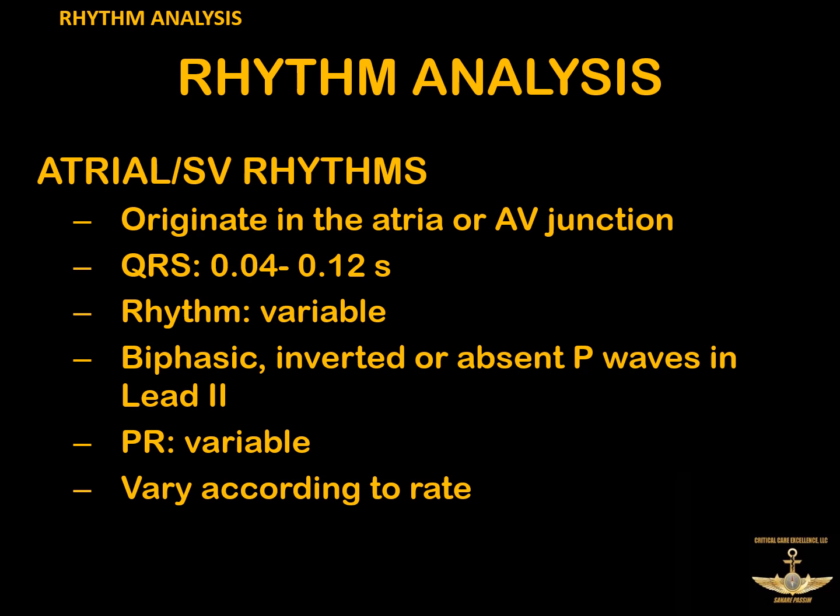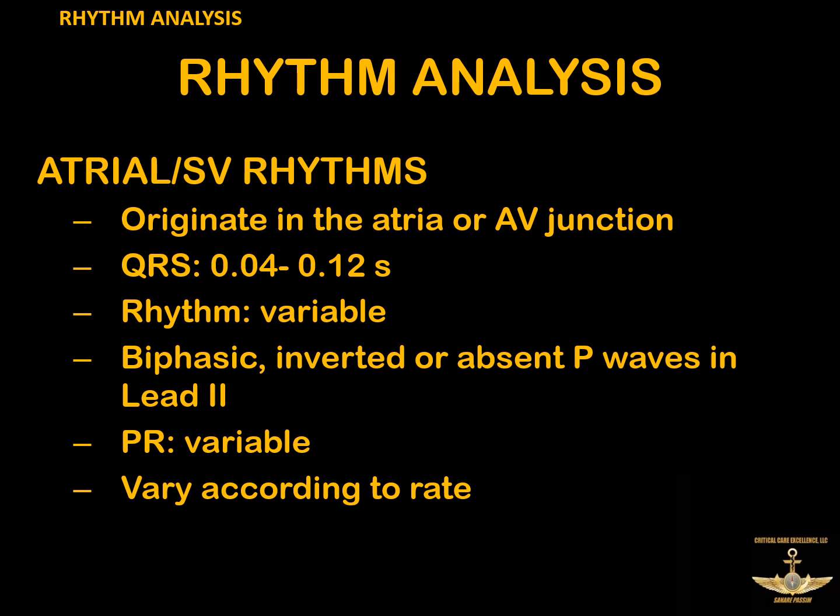Now, atrial rhythms are somewhat of an offshoot or a secondary thing to sinus rhythms, in that they originate above the ventricles, but not necessarily in the SA node. So they're going to come anywhere from in the atria all the way down to the AV junction. Because of that, their QRS is still going to be relatively normal. So you're not going to see wide QRSs until you get down into the ventricles usually. So the QRS duration is going to be normal, 0.04 to 0.12 seconds.